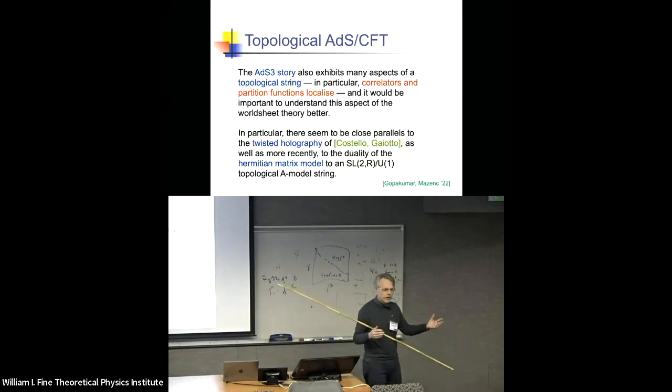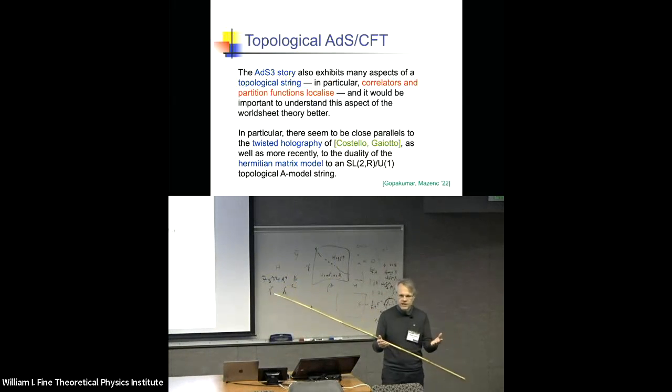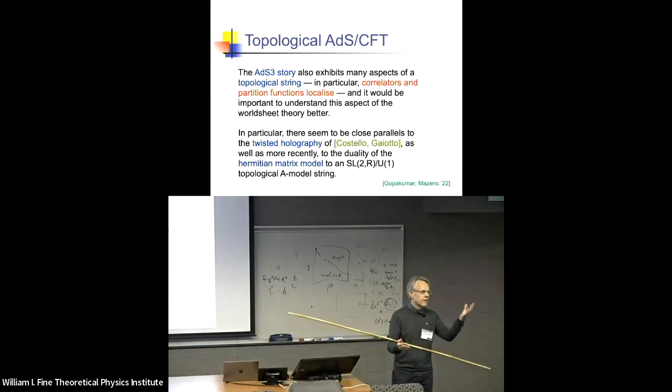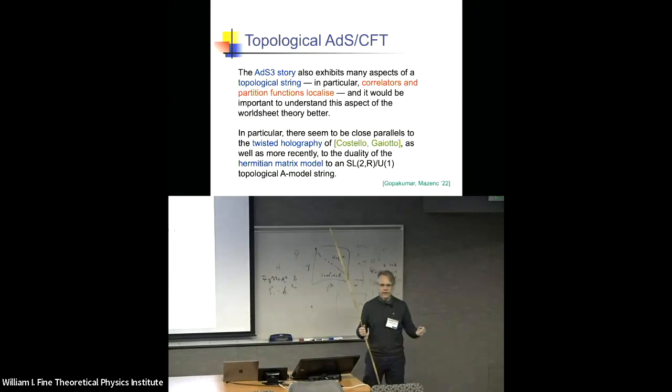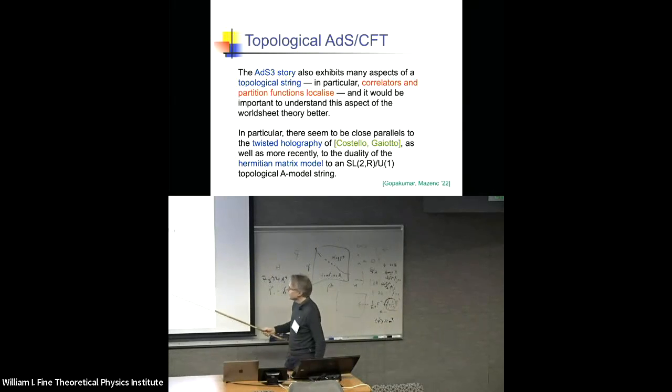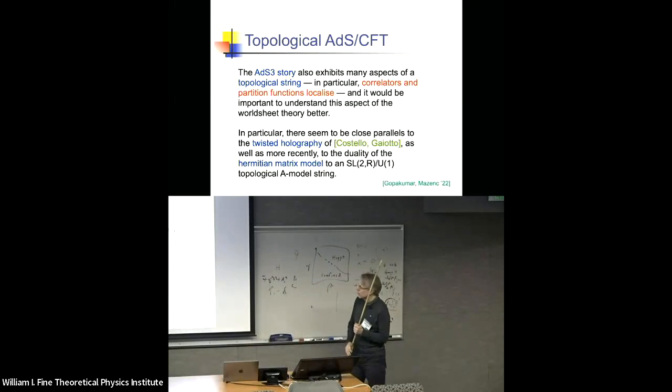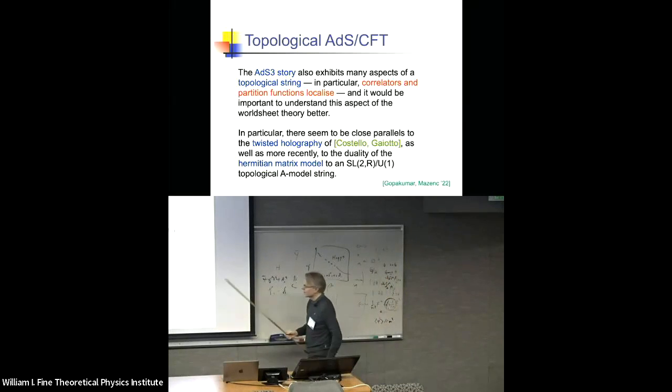It's an honest string theory, but if you calculate it, what you find is that only very specific configurations contribute. So it behaves as though it's a topological string, but it's actually a full string. And it would be more interesting to understand this better. And in particular, you would think that that should somehow relate to this twisted holography of Costello and Gaiotto, which described the topological part of AdS5, which looks a little bit or a lot like the full AdS3 theory.